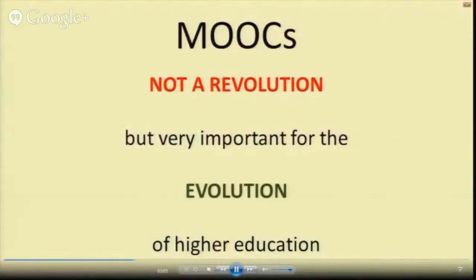MOOCs are not a revolution, but they are very important for the future evolution of higher education. And that is why open universities like KNOU should engage with them. As you know very well, most of higher education used to look down on open distance learning as an inferior, low-quality form of education. KNOU, like all open universities, has had to work hard to convince students of its quality and credibility.